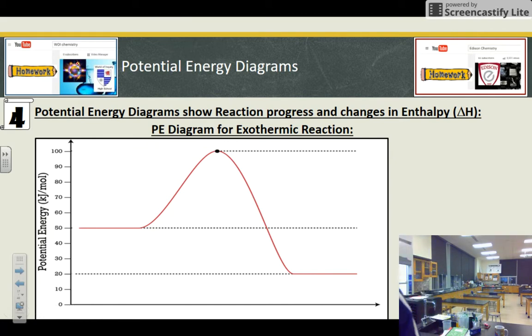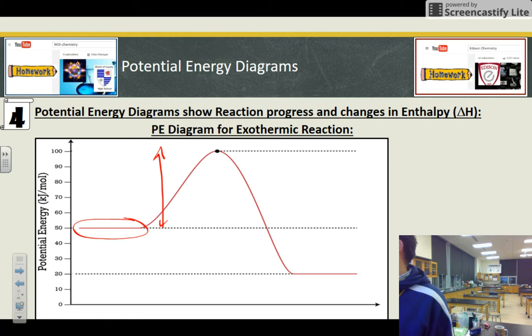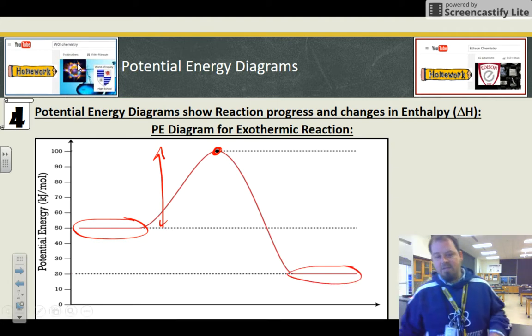So, the reactants are here, because that's where the reaction starts. I have to add energy now, and I can track how much energy I have to add to get from 50 up to 100. Okay? And then this is the activated complex, and then the reaction goes, and down here is the product. So that's always going to be the case. I'm going to have reactants on the left, I'm going to have products on the right.